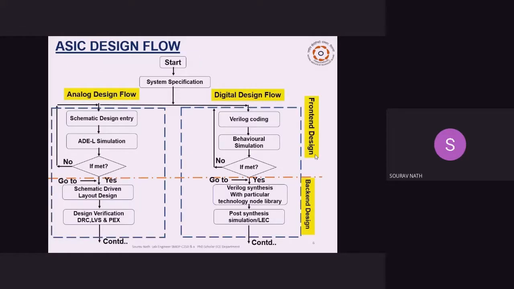And this is the ASIC design flow. Before going to the process, we should know the basic steps required for designing an ASIC, both in the digital domain and the analog domain. The design is divided into two groups: front-end design and back-end design. Now, in the analog design flow, after getting the specification, schematic design entry is done, followed by analog simulation, that is the analog design environment.